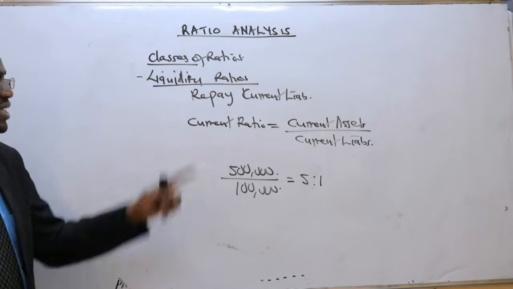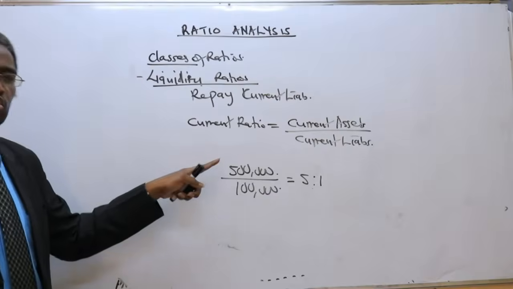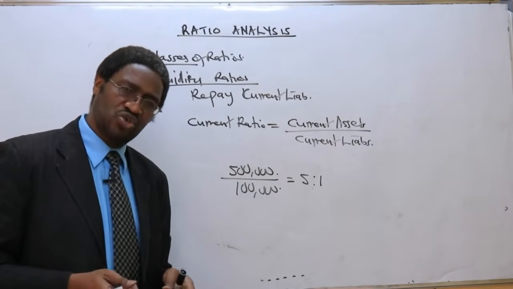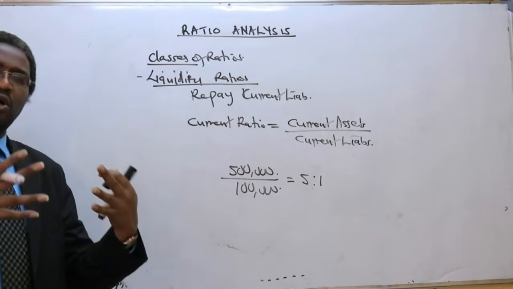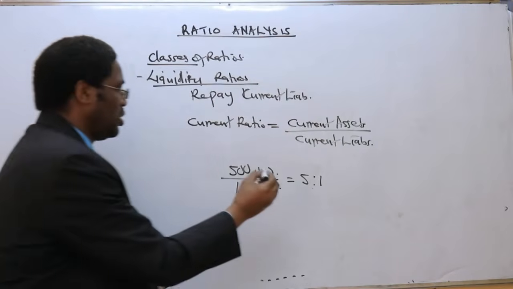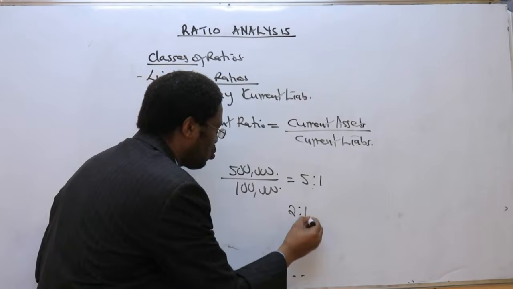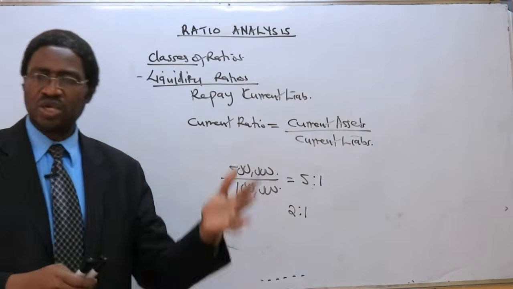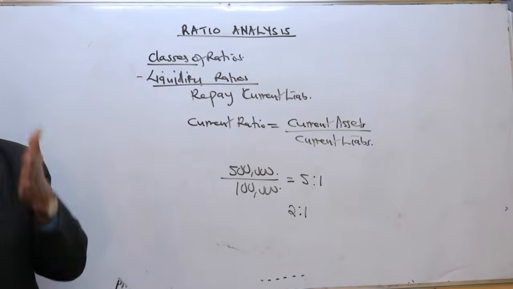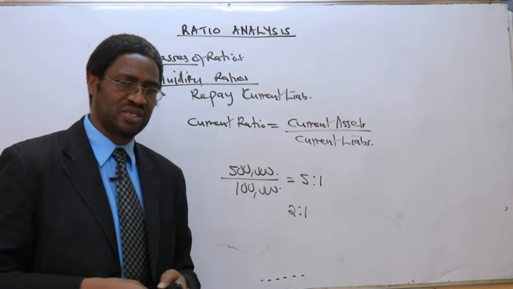Now, in a normal business, it is recommended that your current assets should be twice as much as your current liabilities. The current ratio, the standard or the recommended ratio, is normally 2:1. The recommended ratio is 2:1, meaning your current assets should be twice as much as your current liabilities.